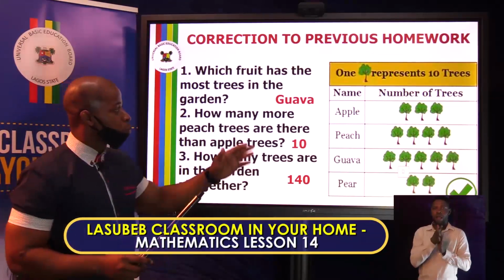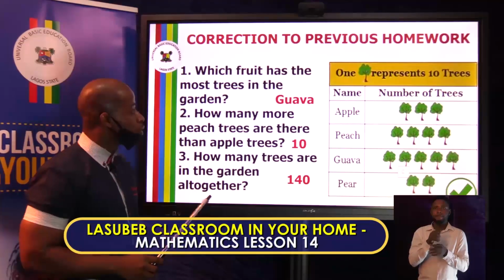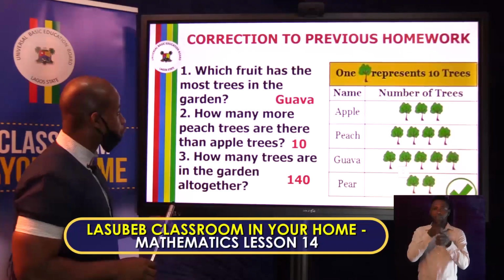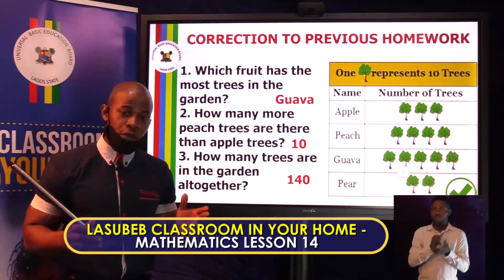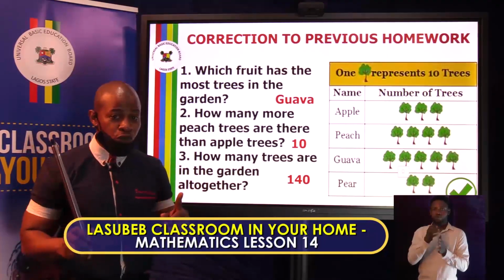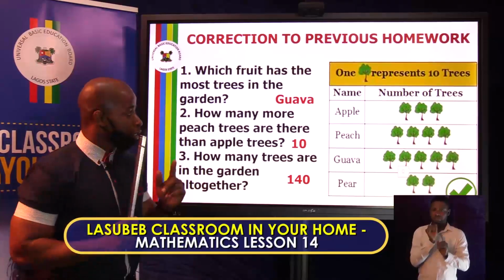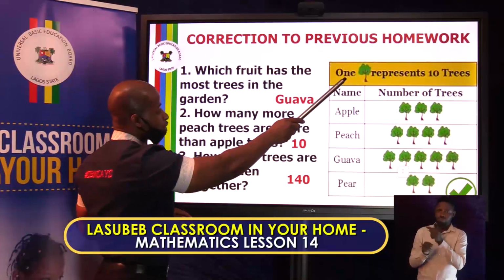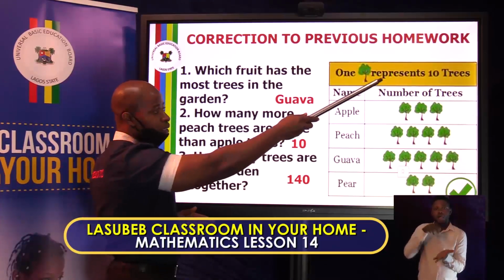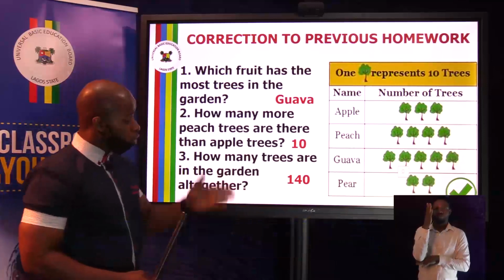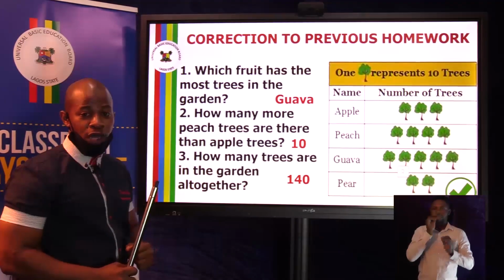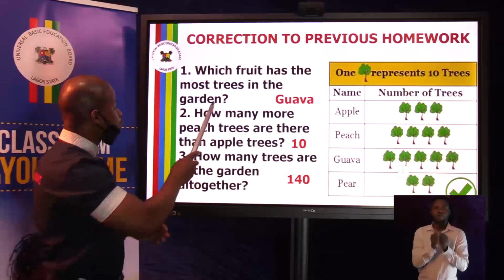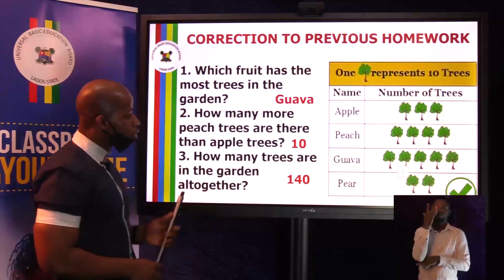We are asked to study the pictogram and answer the questions from it. Now, remember that I said that before working with any pictogram, you have to look for the key. The key to this pictogram is right here. It says one symbol represents 10 trees. Knowing that key, we will be able to answer any question. So let's go. Which fruit has the most trees in the garden?